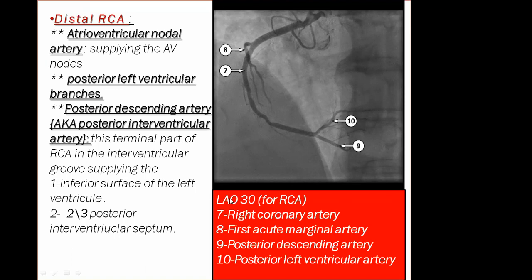This is a left anterior oblique 30-degree angiogram showing the right coronary artery indicated by the number 7. This is the right coronary artery. The number 8 is the marginal artery. This is the posterior descending artery and the left posterior ventricular artery.